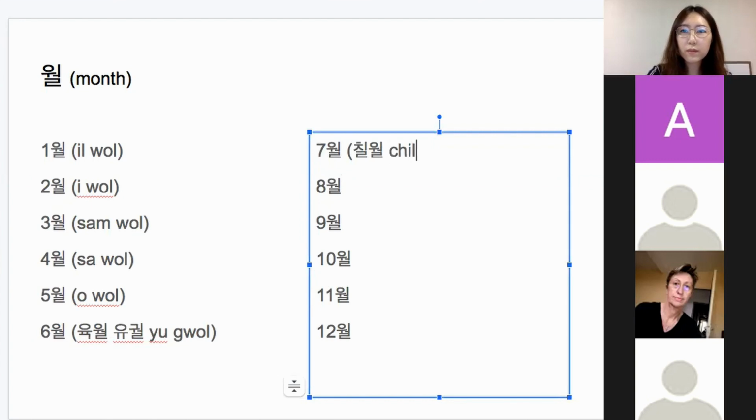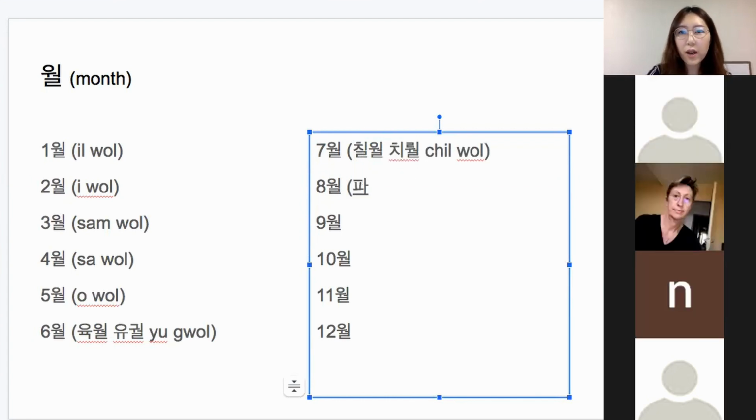7월. Okay, 7월 has a 이응 on the top. So 리을 on the bottom goes up instead of 이응. So it sounds like 7월. This one is the same. 8월. 9월. 10. We don't really say it like 10월. We say it like this.